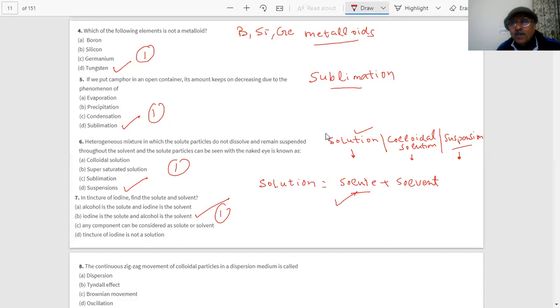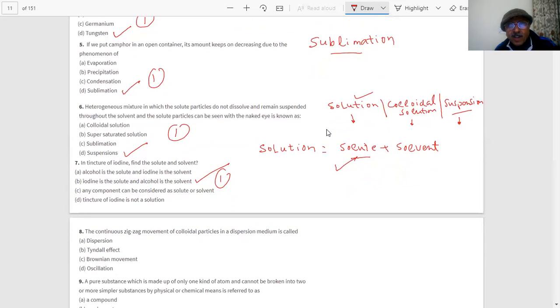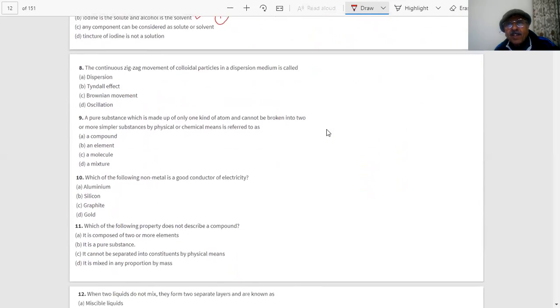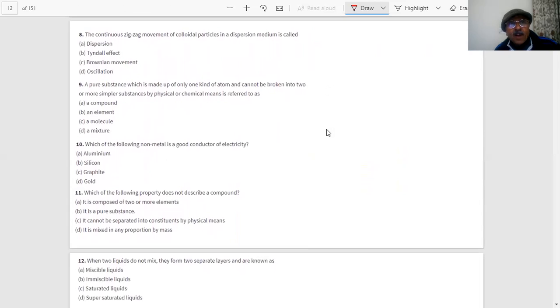And we will do questions later on also on this to express the concentrations of the solution. Mass percentage and volume percentage were used in this chapter. We are aware of that. Okay, so all the questions correct. The continuous zigzag movement of colloidal particles in dispersion medium is called, students: dispersion, Tyndall effect, Brownian movement, oscillation. Sir, Brownian movement. The zigzag movement of colloidal particles.